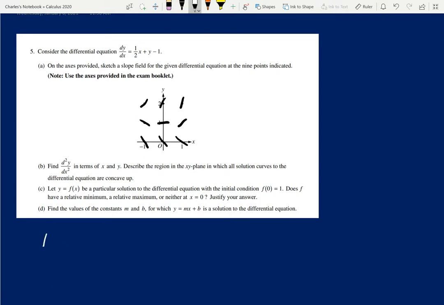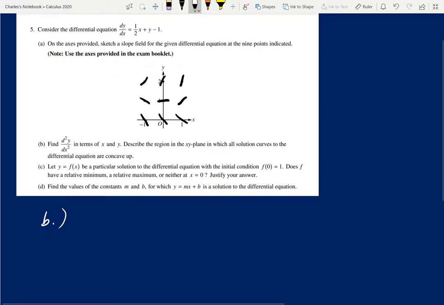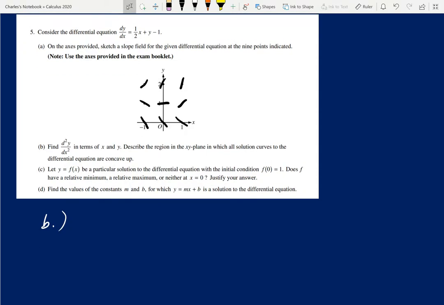So that's part A. Part B says find the second derivative in terms of x and y and describe the region in the xy plane in which all solution curves to the differential equation are concave up. So I'm going to take the second derivative, and I'm going to get 1/2, because I took that with respect to x.